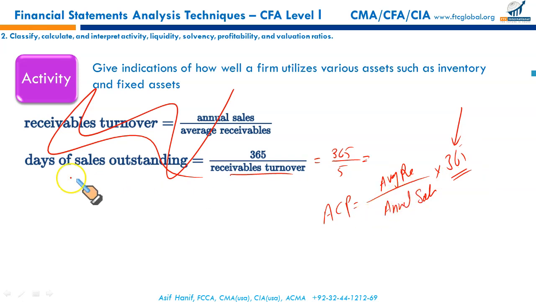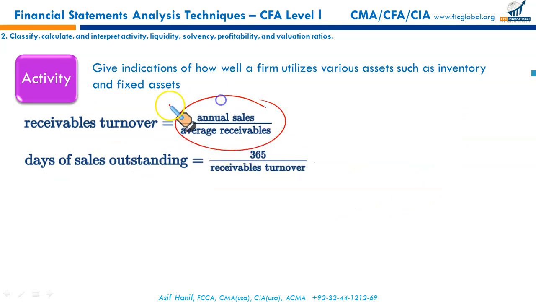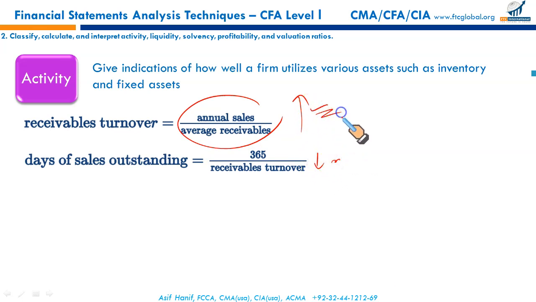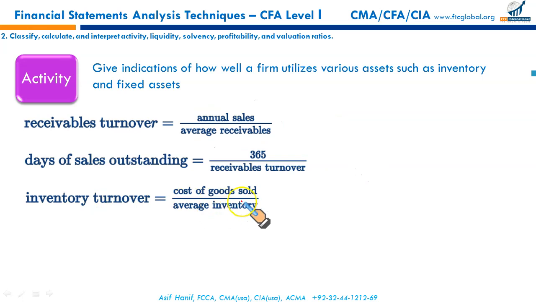So average collection period, or days sales outstanding, tells you how many days your average receivable takes to pay you. The turnover calculates how many times your receivables pay you in 1 year, and this calculates after how many days your average receivable pays you. So the turnover number has to be higher, the higher the better, and this number has to be lower. It means you have to get more frequent payments from your customers, or your customers should pay in fewer days. The next ratio is inventory turnover.